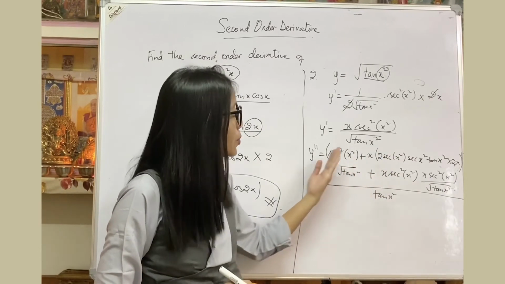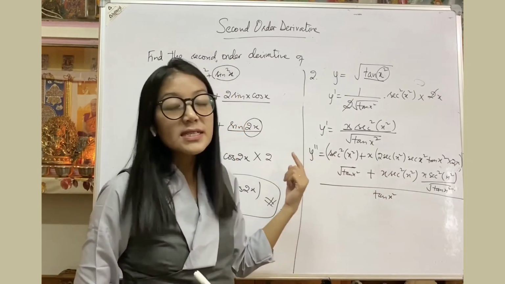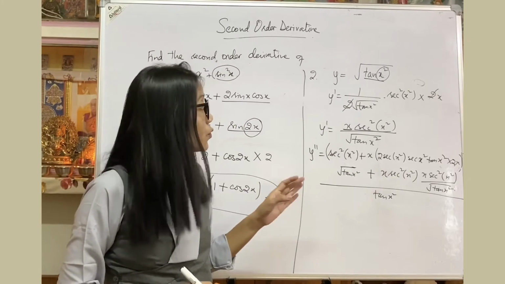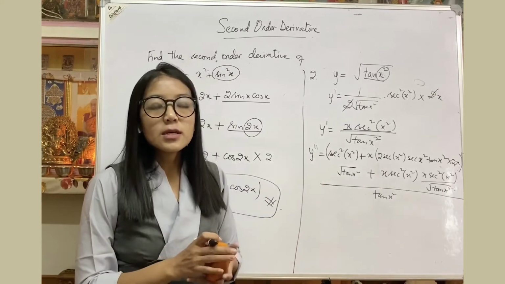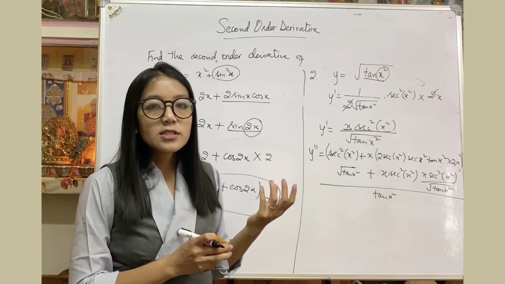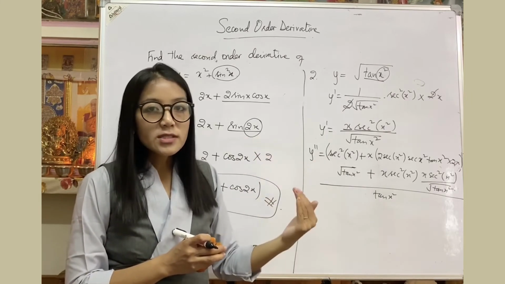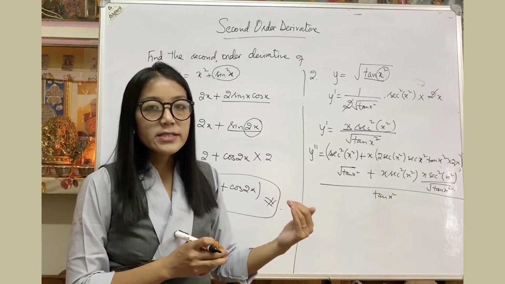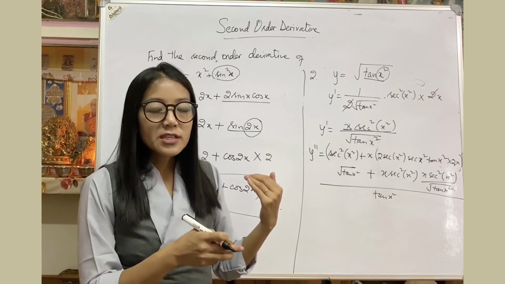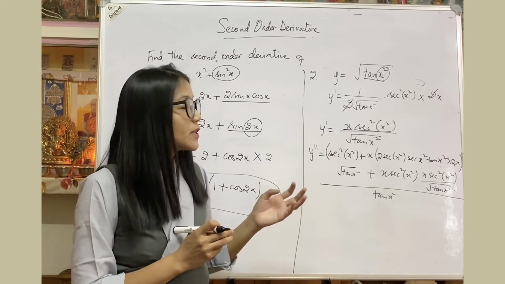Now you take the like terms and try to simplify this. You will open the brackets, simplify and collect the like terms, which gives us y double dash, the second order derivative of y. So in short, when you are asked to find the second order derivative, first you find the first order derivative, that is dy by dx. Then again dy by dx is to be differentiated with respect to x. That is the second order derivative of the given function.